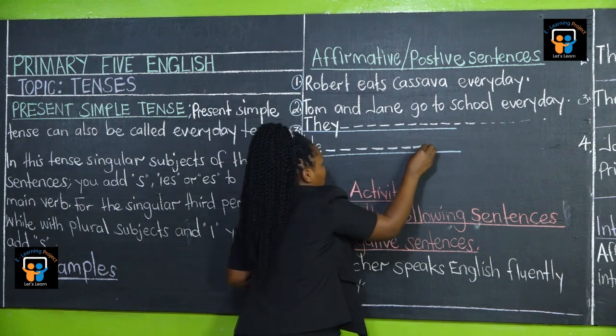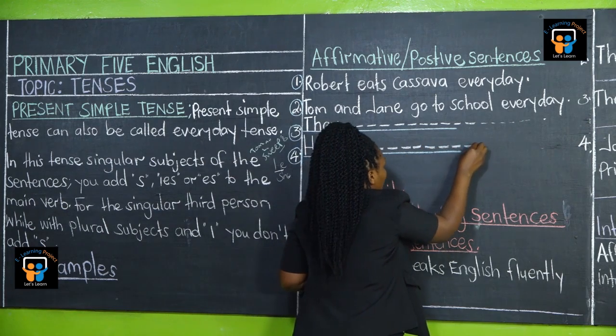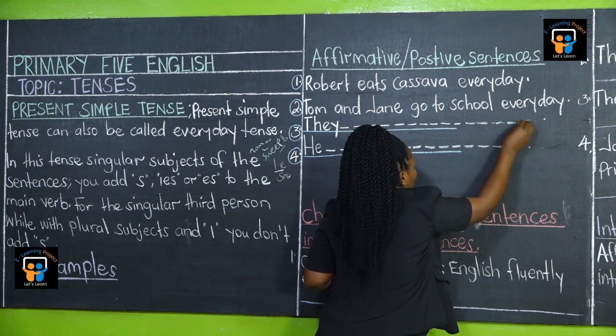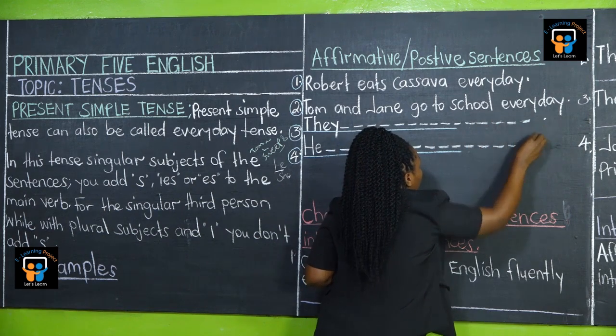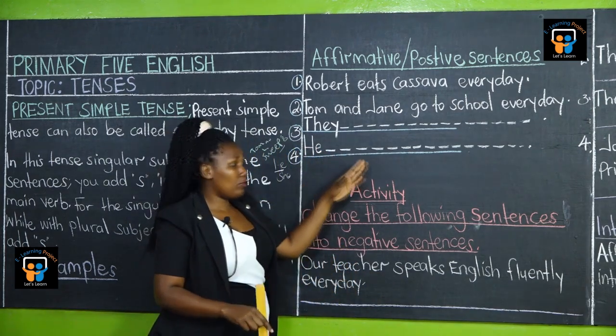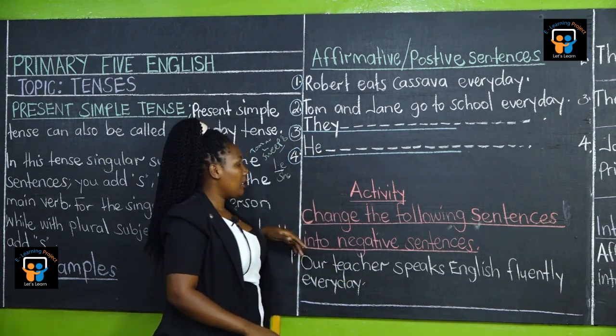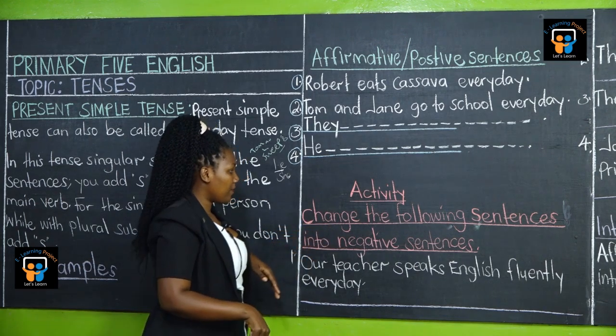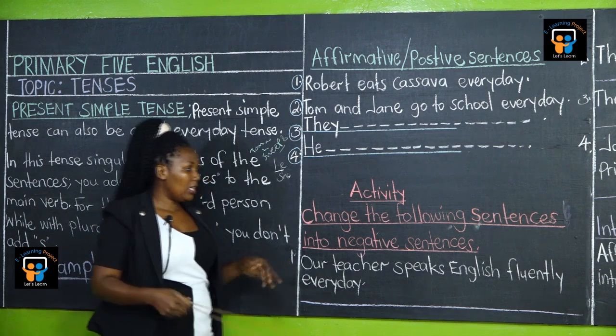So you are going to complete this sentence. And don't write like me and then you think, what is the teacher doing? I'm just showing that you continue writing and complete. Then this activity, change. Let us read the instructions.